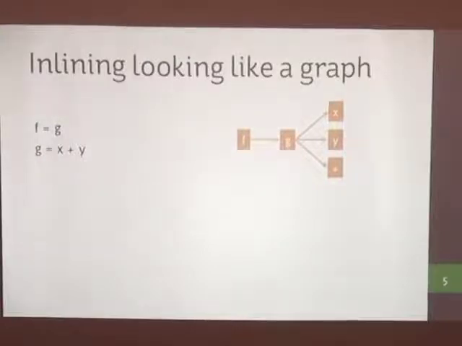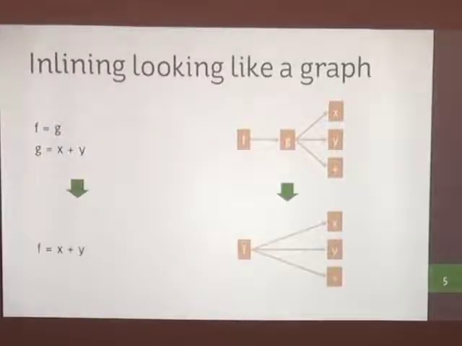You can see the graph representation of these functions. So f is a reference to g, and g references x, y, and the plus operator. A good inliner will notice that g is a bit of silly indirection in this case, so it'll try to inline the definition of g into f, and basically make your program a little smaller, cleaner, faster. So if you look at the right, g is gone, and f inherited the outgoing edges of g.